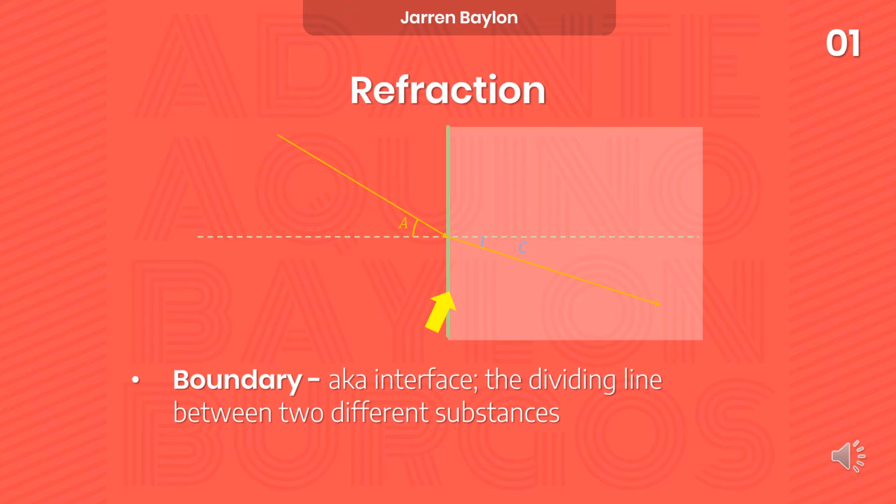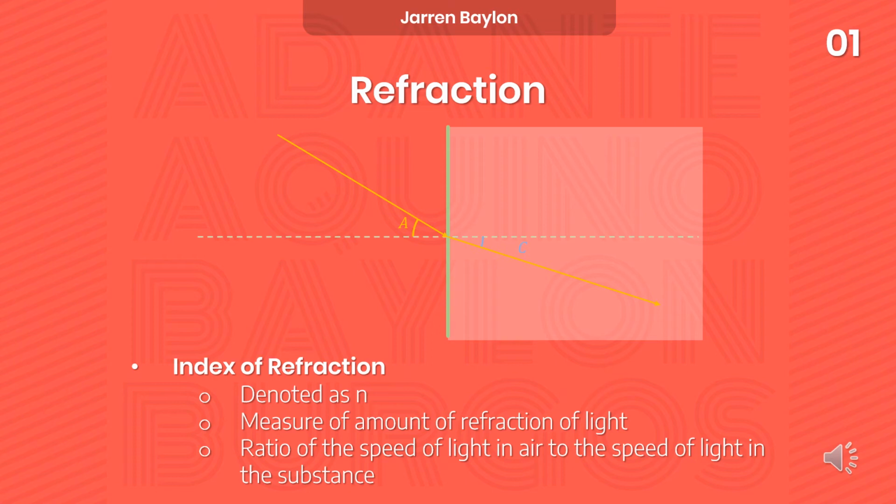With refraction, we have the boundary. The boundary is also known as the interface, or the dividing line between two different substances. Next, we have the index of refraction. This is denoted as n and is defined as the measure of the amount of refraction of light. This is also the ratio of the speed of light in air to the speed of light in the substance. Now, this index of refraction is unique for every substance, and it is also a function of light wavelength.